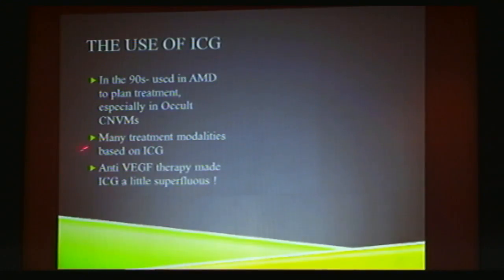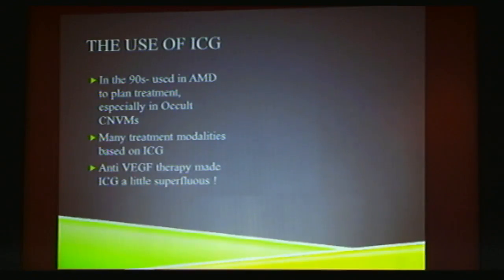Then in the last 1.5 decades, anti-VEGF therapy has changed the scene completely, because it made the type of CNVM superfluous. Whether it was juxtafoveal, subfoveal or extrafoveal, whether it is classic or occult, it didn't matter. The treatment remained the same, and therefore the use of ICG came down drastically, and we started treating all the patients with anti-VEGF therapy.